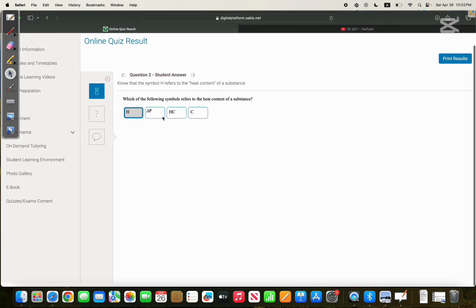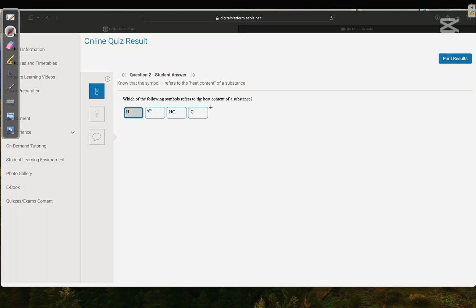Number 2. Which of the following symbols refers to heat content of a substance? This is, to be honest, memorization. It's just the letter H. Whenever you see heat content or anything related to heat, it's always H, except if it's specific heat, which we'll take later. So there's no need to know about it now.